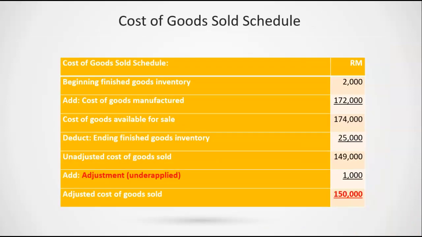The next schedule is the cost of goods sold schedule. So here you can see that we have beginning finished goods inventory. You add with the cost of goods manufactured, so you will get your cost of goods available, minus ending finished goods inventory, you get the unadjusted cost of goods sold, and then you do adjustment. So we will look at this adjustment in the next video. So at the end, you get your adjusted cost of goods sold.